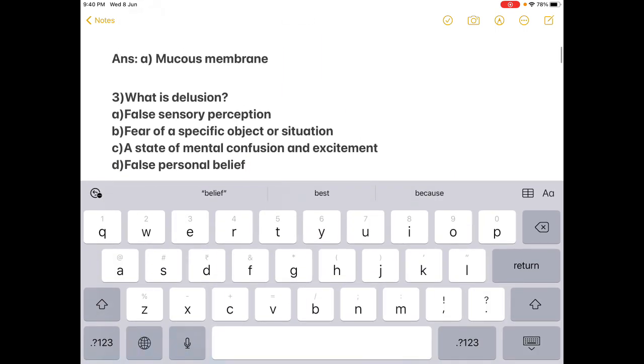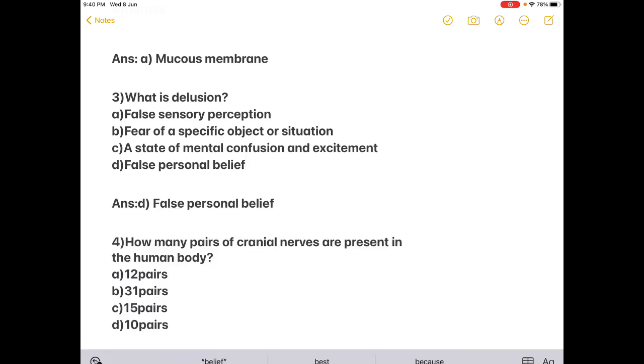Next question. What is delusion? This is a very simple question. Option A, false sensory perception. Option B, fear of a specific object or situation. Option C, a state of mental confusion and excitement. Option D is a false personal belief. Option D is the correct answer. This is a very simple question. I hope you all know the answer.